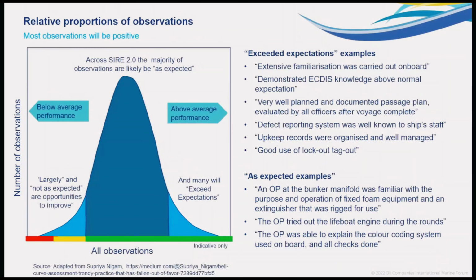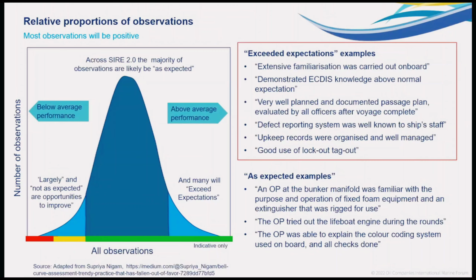Across the SIRE 2.0 program, we expect the majority of human observations will be positive, falling into the as expected and exceeds category. Where largely as expected or not as expected observations are made, they are usually opportunities to improve the system to support people. Trials of the inspection support this, and here we see some of the many observations made in the exceeds and as expected categories during trials.